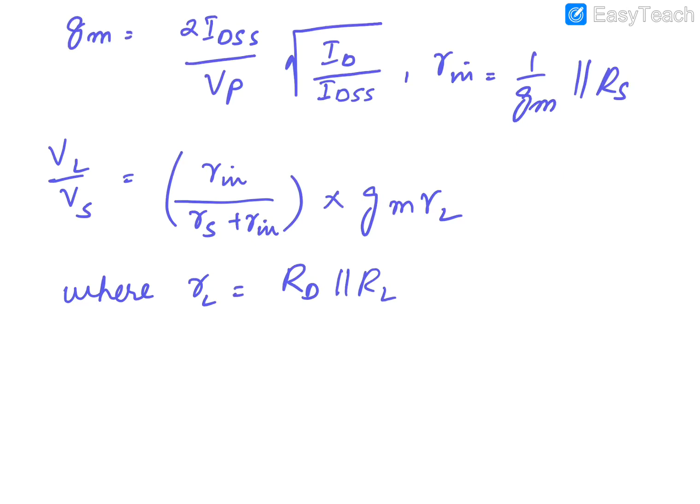The formula you will use for gm is the same: 2 IDSS over Vp, into the square root of ID over IDSS. Rin is equal to 1 over gm parallel with Rs. VL over Vs is Rin over Rs plus Rin, where Rin you will find from this formula. Small rL is equal to RD parallel with RL. So you will put the value of Rs as 80 ohms here. The rest of the values you will find from these formulas.